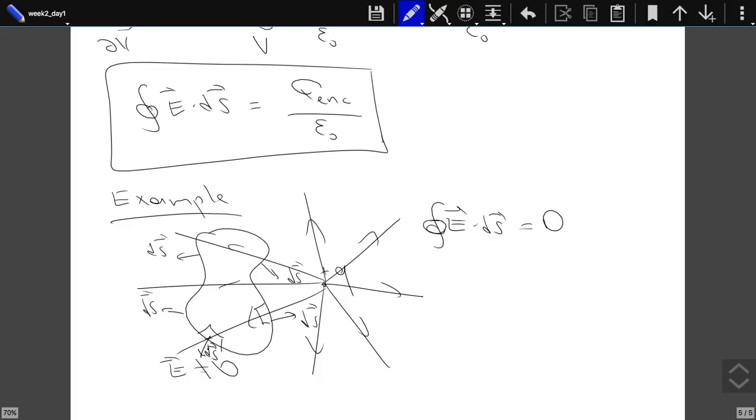Okay. Your friend is right. You see, this point is further away. So the electric field over there is smaller.